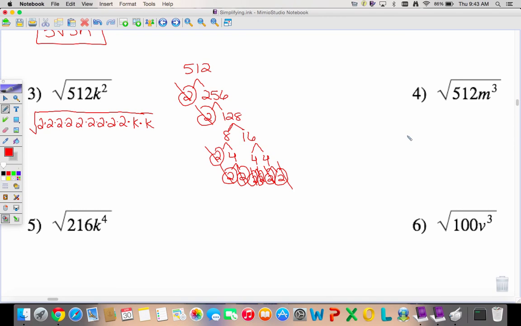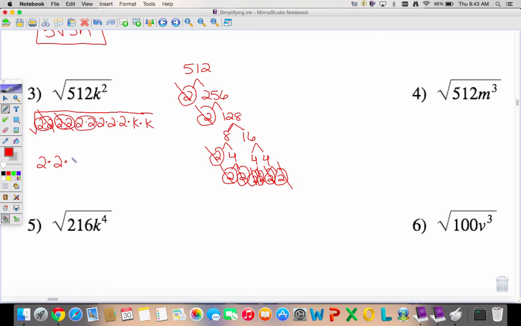Okay, now you have a k squared. So what that means is you're doing k times k. So we're going to write that out. K times k. It looks like a lot, but I promise you it's really not that hard. Once you figure out your prime numbers and you write out the variable, how many times you have it, we're going to circle our pairs.